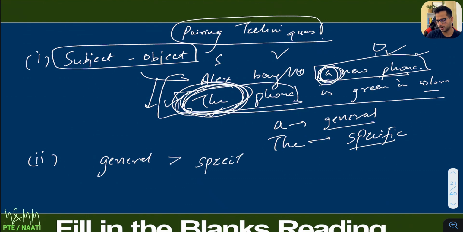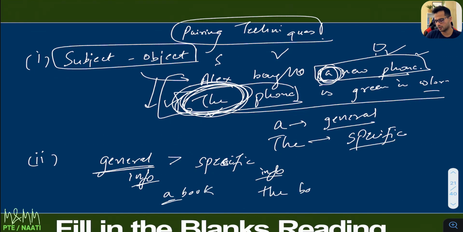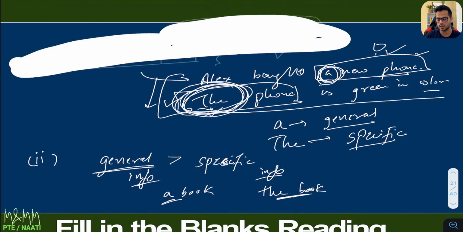General followed by specific. General information always comes first, followed by specific information. A book which is general, the book which is specific. Something like this. So object becoming subject is one pairing technique. General comes before specific. That's another pairing technique. If you guys are taking notes, I would be going further with the other ones. So you can just pause the video here and you can just take notes of this one now.